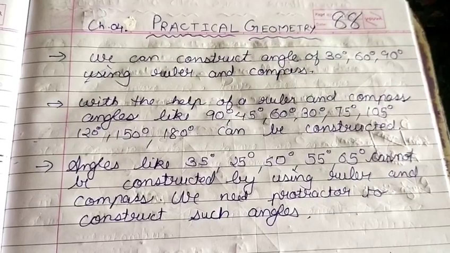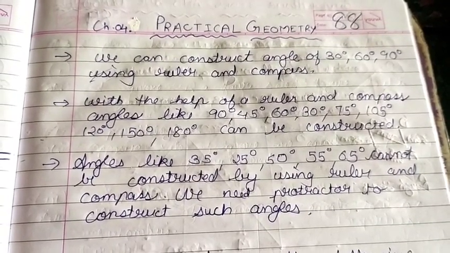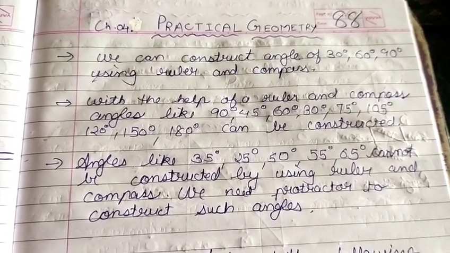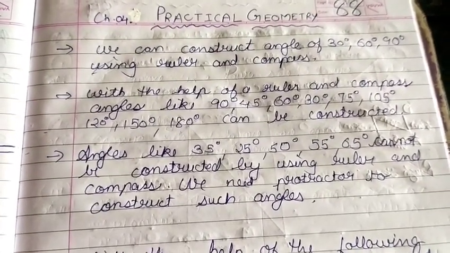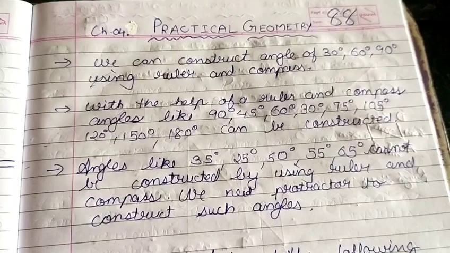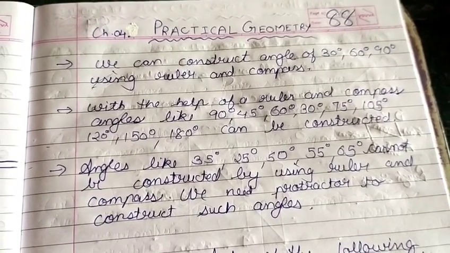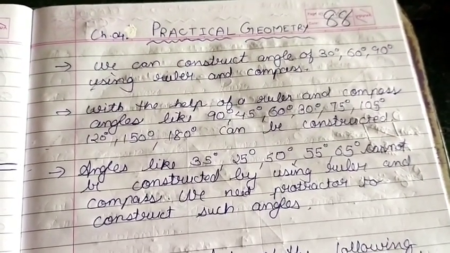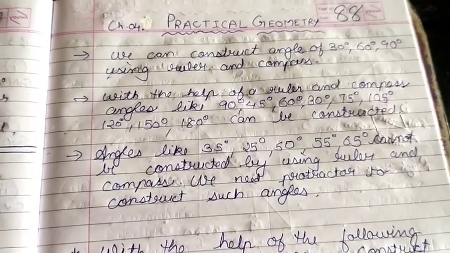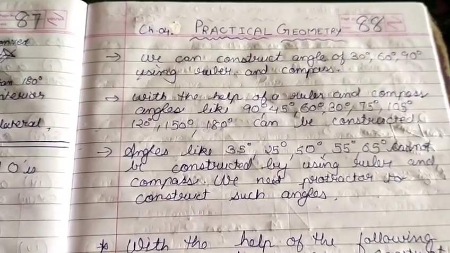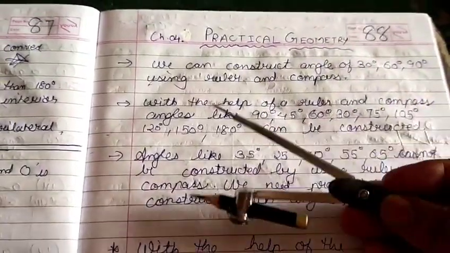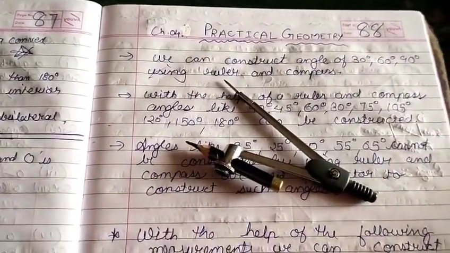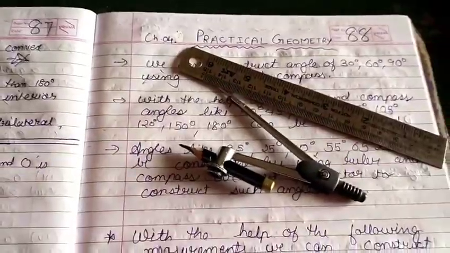We can construct angles of 30 degree, 60 degree, 90 degree, and so on using the ruler and compass. Now dear student, it's very simple to construct 30 degree, 60 degree, 90 degree, 120 degree and 180 degree with the help of ruler and compass. Now dear student, you should know what is ruler and compass. This is your compass and this is your ruler.